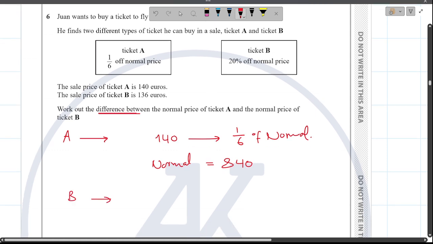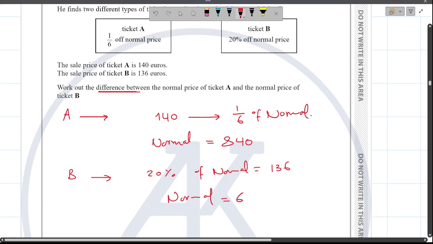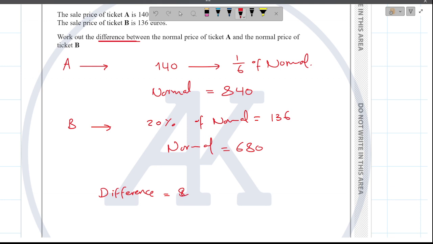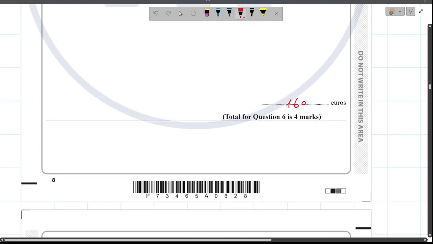And for ticket B, 20% of the normal price equals 136. So the normal price will be equal to 136 divided by 20%, which is 680. So here the difference will be equal to 840 minus 680, which is equal to 160. Okay.